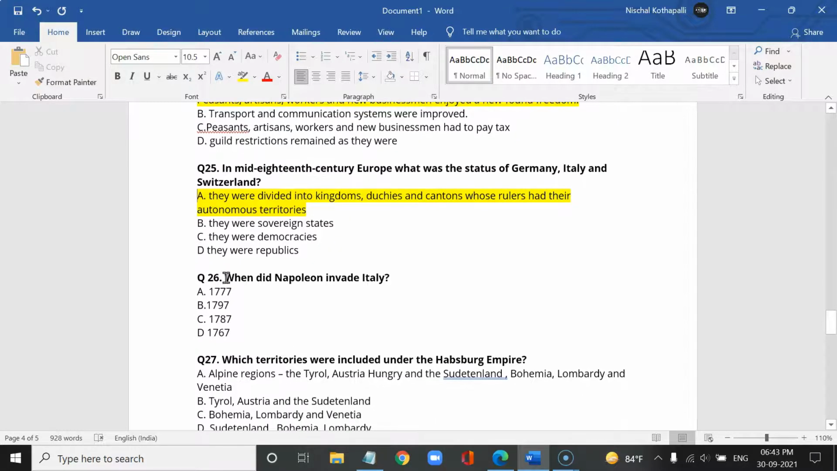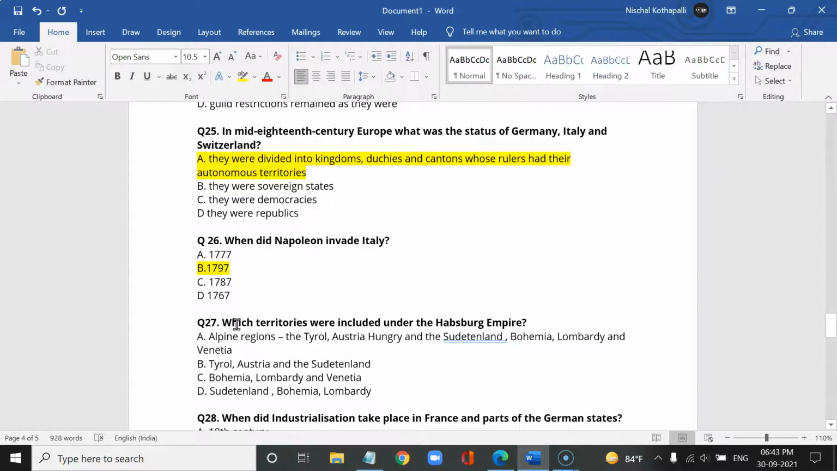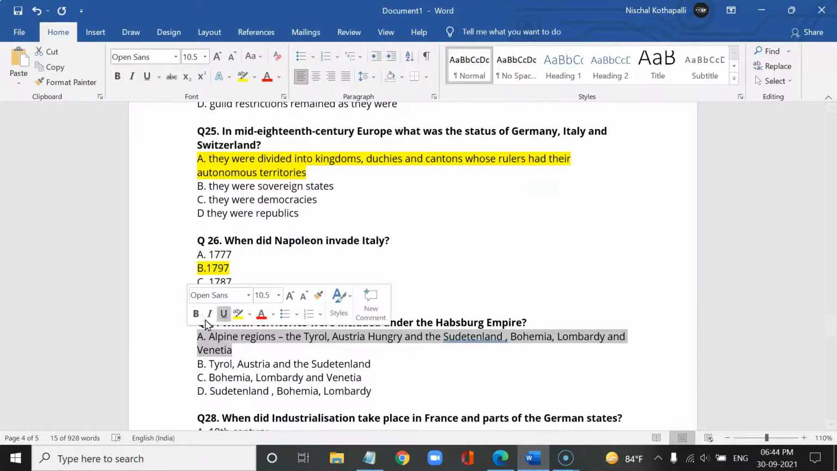beginning. When did Napoleon invade Italy? The answer is 1797. You have to use a bit of logic here because we know that the storming of Bastille or the French Revolution began in 1789, and Napoleon invaded after the storming of Bastille, meaning after 1789. So the answer has to be 1797, option B, because everything else is before 1789. Which territories were included under the Habsburg Empire? We have the Alpine regions, Tyrol, Austria, Sudetenland, Bohemia, Lombardy, Venetia, Netherlands. Textbook question, option A right here.